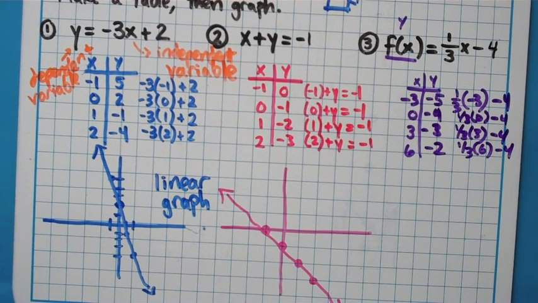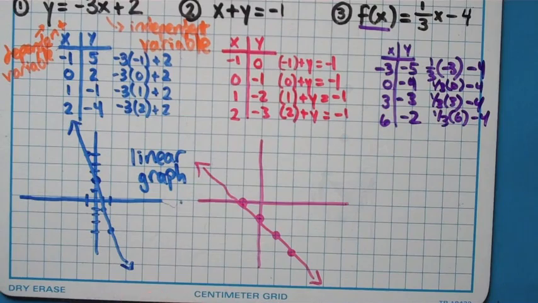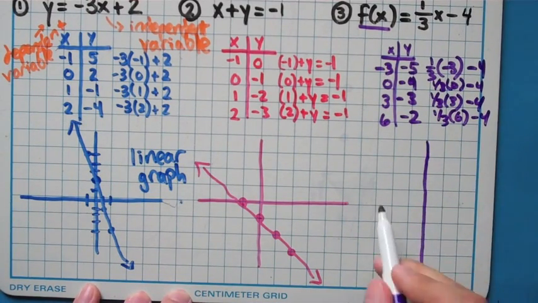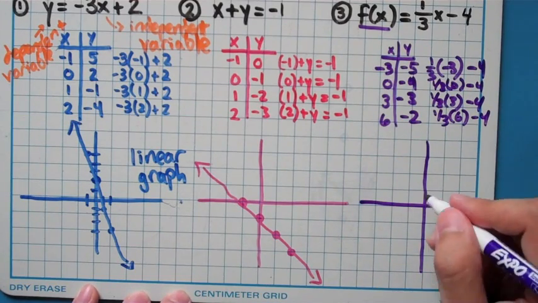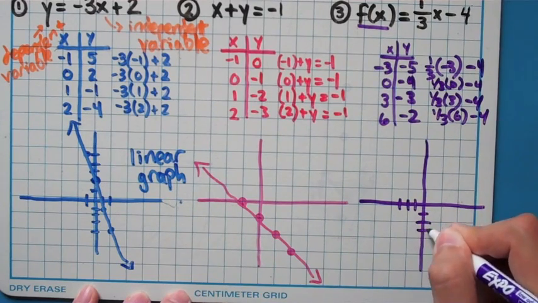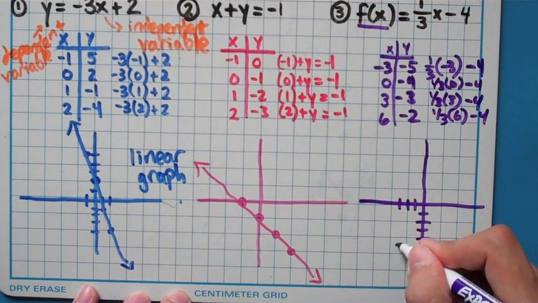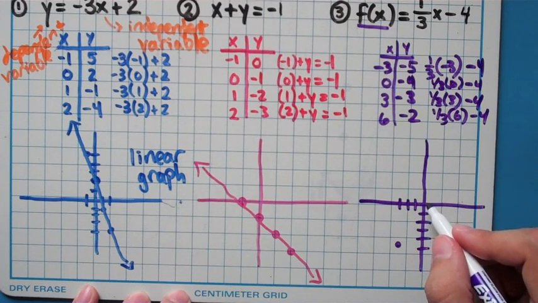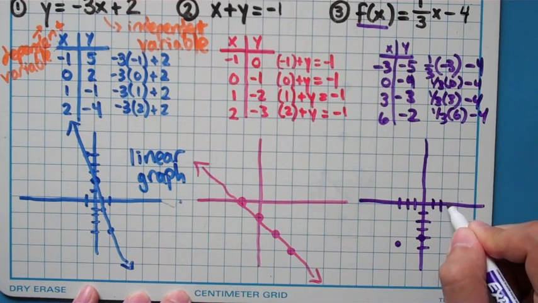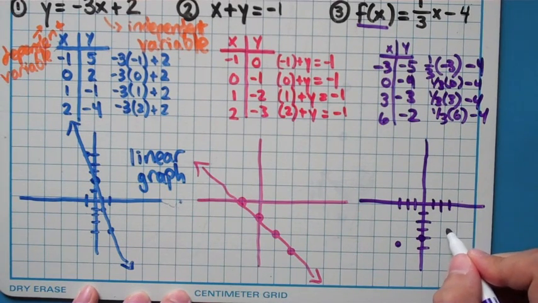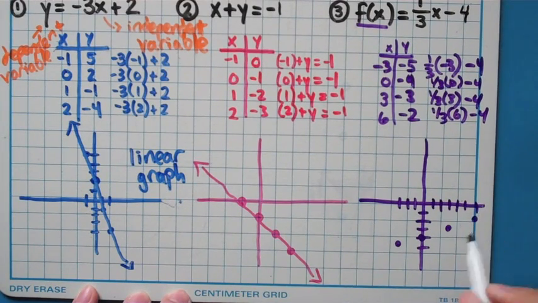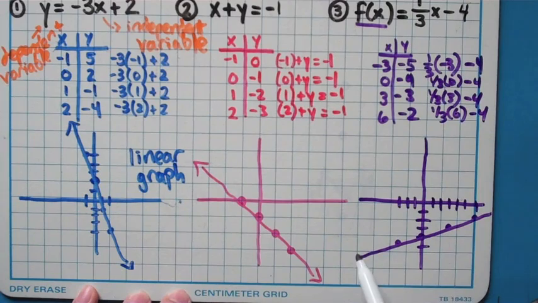And finally, for my last graph here, I'm going to take my points, and with this one again I'll probably have to scale my graph because I don't have a lot of space here. So I have -3, -5, which would be right there. I have 0, -4. I have 3, -3. And finally I have 6, -2. Again, all those points line up. There's my graph.